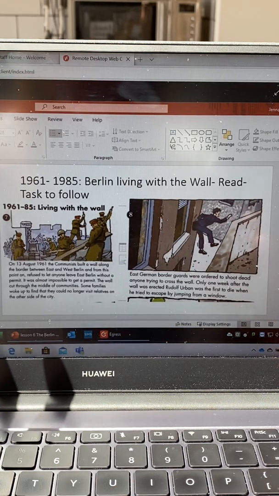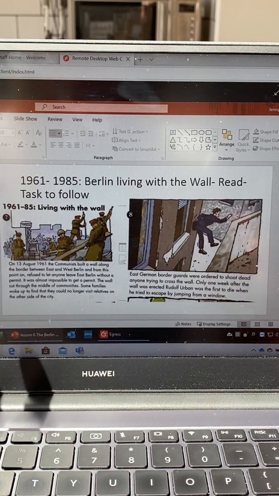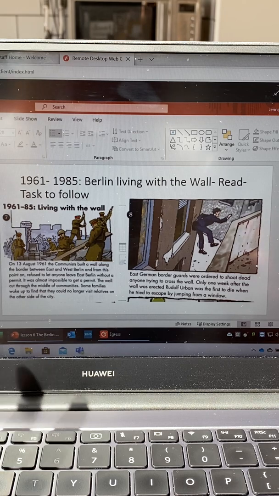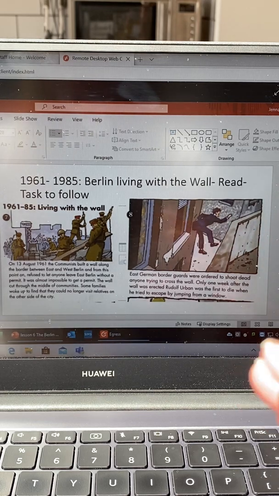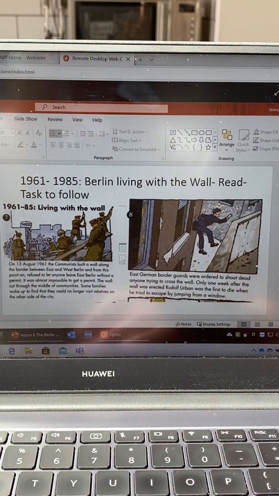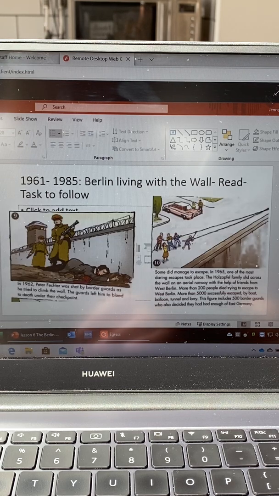Then the next stage, so 1961 to 1985, again, read the information, really quite a fascinating time in Berlin. You know, the wall is up, but people are still trying to escape. Really interesting. And as I said to you, if you ever go to Berlin and you go to the Checkpoint Charlie Museum, you can see lots of things that they used to try and help them escape. So look at the cartoons, read the information.